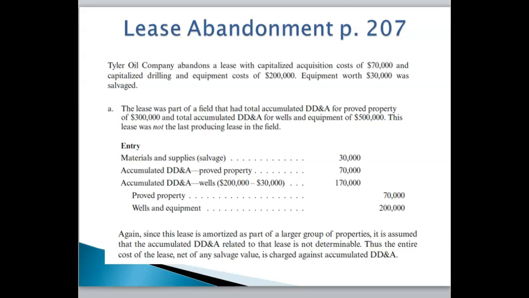As you can see, we're going to debit accumulated DDNA for the proved property of $70,000, and the difference between the wells and equipment amount of $200,000 and the amount that we capitalize as materials and supplies of $30,000, we're going to debit accumulated DDNA for wells of $170,000. Again, you will note there's no gain or loss because this was not the last producing lease in the field. We are simply writing off the asset, including setting up any amount that can be salvaged.